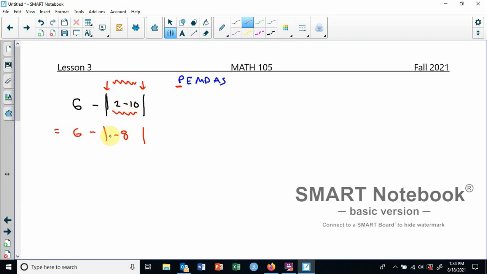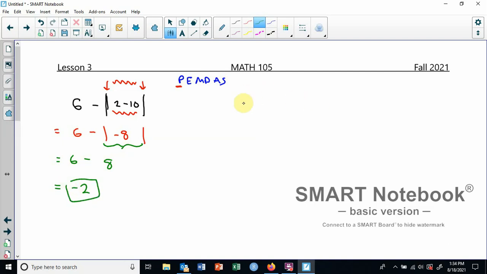So now I need to use up these grouping symbols. Since these grouping symbols can actually be an action, I need to take the absolute value of negative 8. So bring down my 6, my minus. What is the absolute value of negative 8? That's going to be positive 8. So I have 6 minus positive 8. So only one operation. I don't need to read through the rest of these. 6 minus 8 is negative 2.